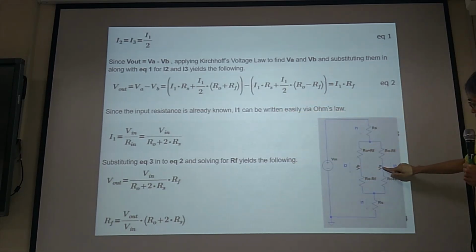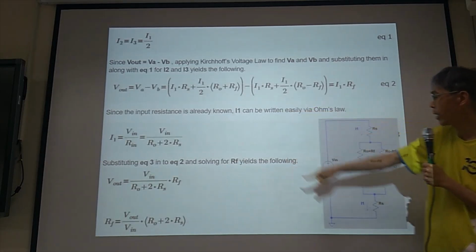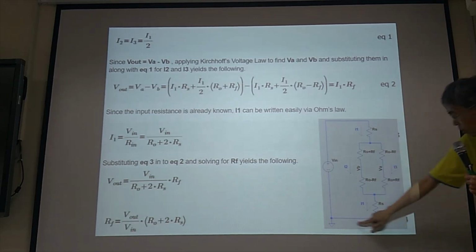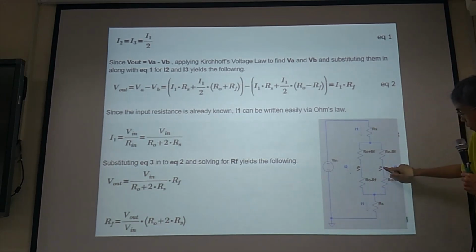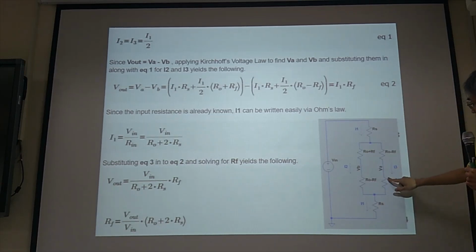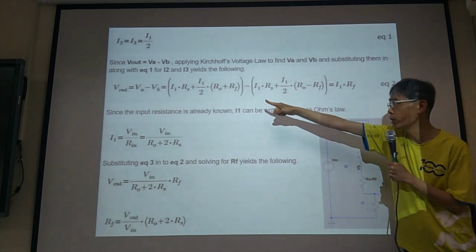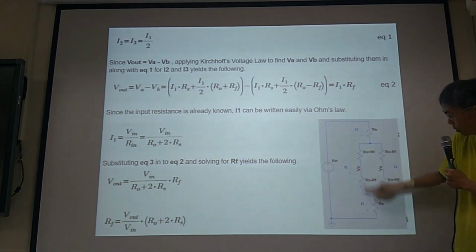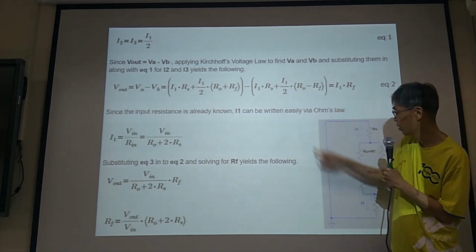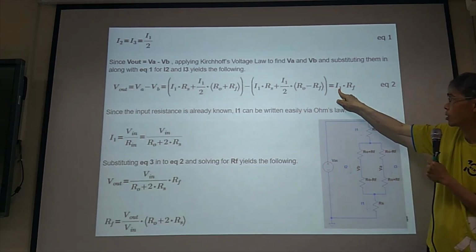VA, this one, equals I1 RS plus I3 times (RO plus RF), where this is the ground here, so that is the voltage potential. And I3 is I1 divided by 2. So this is VA, and VB is I1 RS plus (RO minus RF) times I2. I2 is I1 divided by 2. So you do the math, the result is I1 RS.